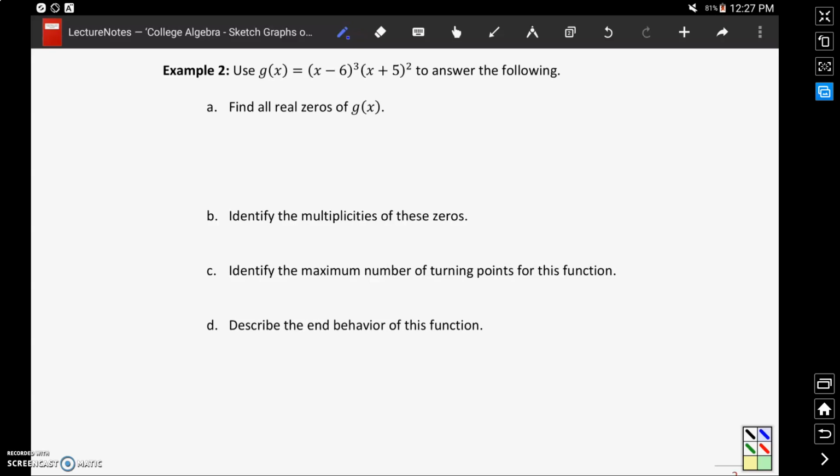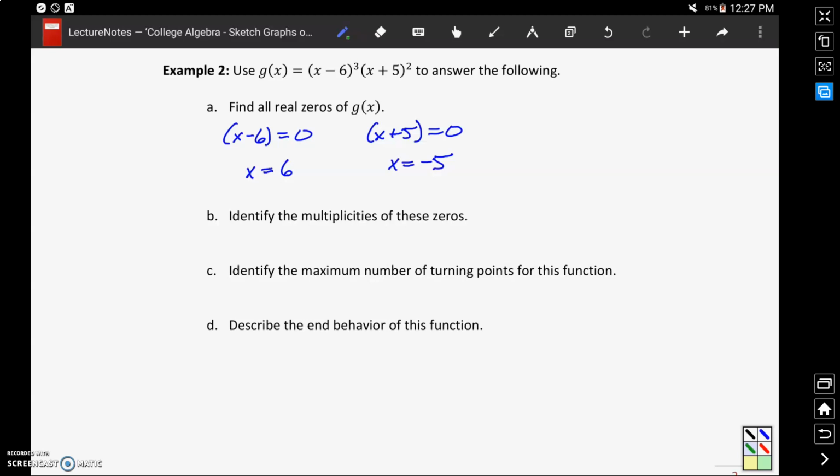Now we want to look at identifying all of those same characteristics, but only by investigating the function and not looking at its graph. We can start off by finding all real zeros, which is simply the process of taking each of our individual factors, set equal to 0, which will give us x equals 6 and x equals negative 5 as all of our real zeros for this given function. Then we want to identify the multiplicities for each of those zeros.